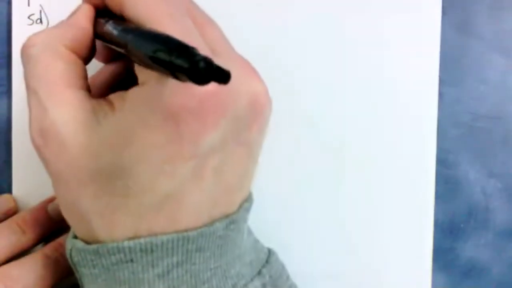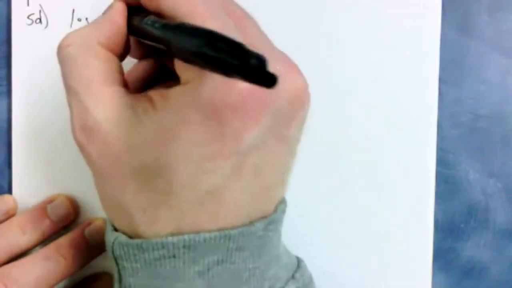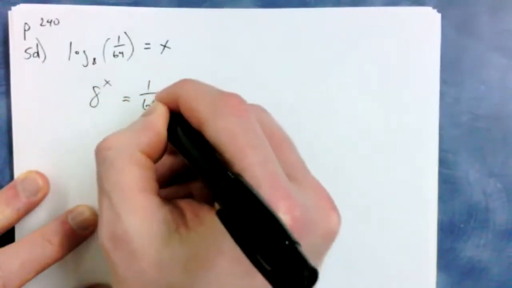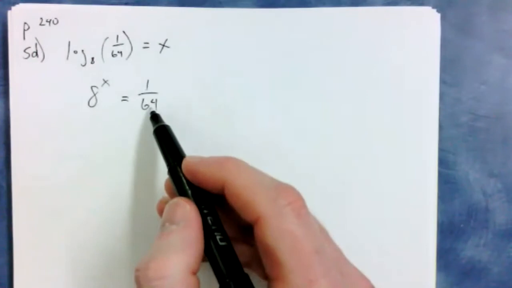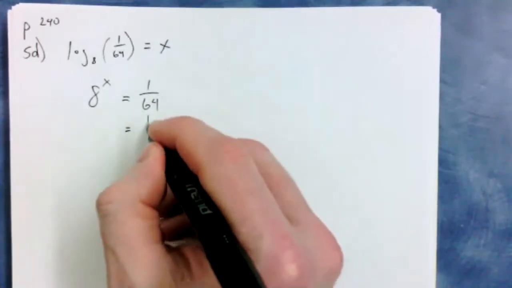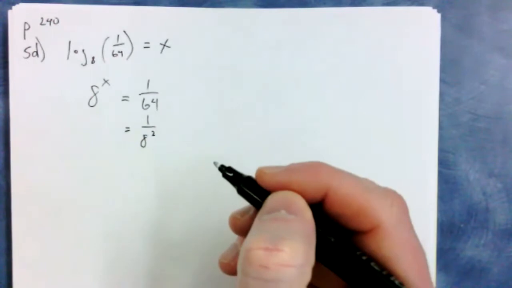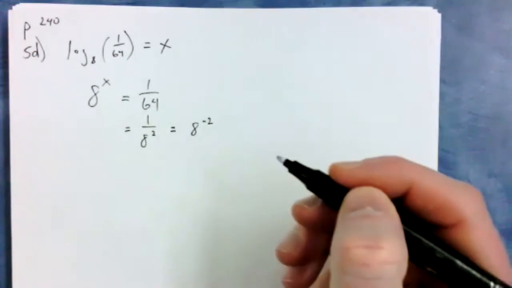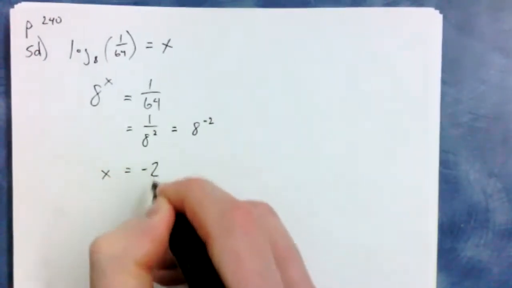5D. Okay. So this is page 240. 5D says evaluate log base 8 of 1 over 64. So what this means is, if we convert this, I'll just say this equals x. So 8 to the x equals 1 over 64. So 1 over 64 is the same as 1 over 8 squared, and that whole thing equals 8 to the negative 2. Therefore, x equals negative 2.